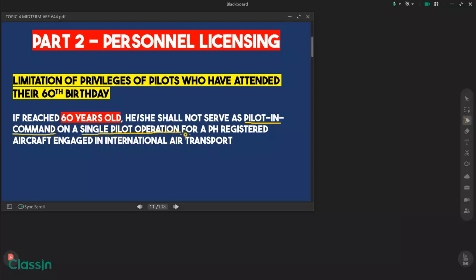Okay. And we have a catch here. On a single pilot operation for a Philippine registered aircraft engaged in what? International air transport. Ibig sabihin po niyan, kapag ang piloto ay 60 years old na, hindi na siya pwedeng magpalipad ng isang single pilot operation sa international air transport. Ibig sabihin po nun, hindi na po siya pwede magpalipad ng isang eroplanong siya lang po yung nag-ooperate. Wala pong first officer na kasama and here's the catch for international air transport. Ibig sabihin, lilipad ka from Philippines to another country. Okay? So, for domestic, pwede pa rin siya. Okay? Remember 60 years old po yan. Okay?